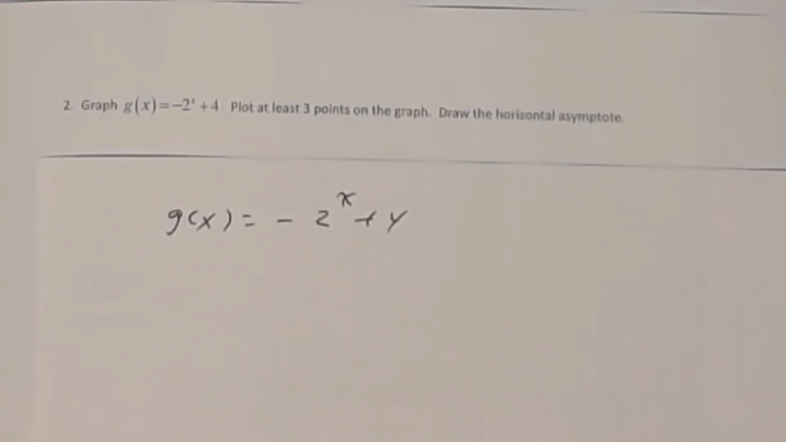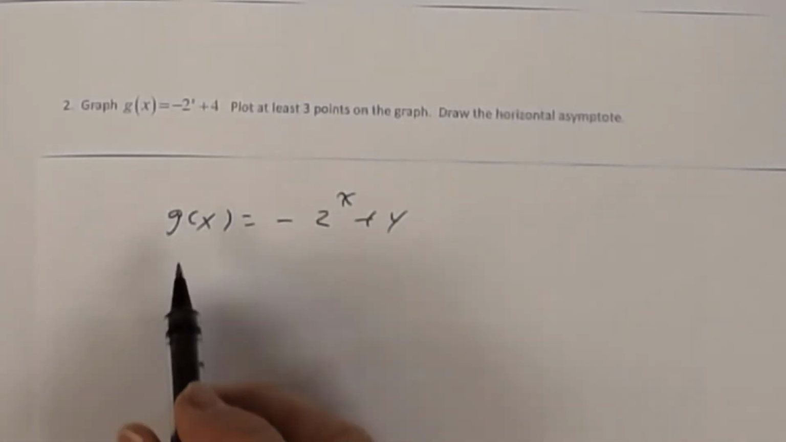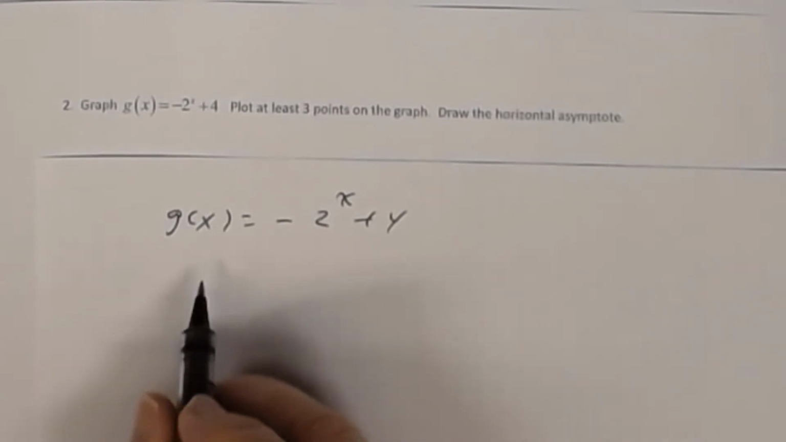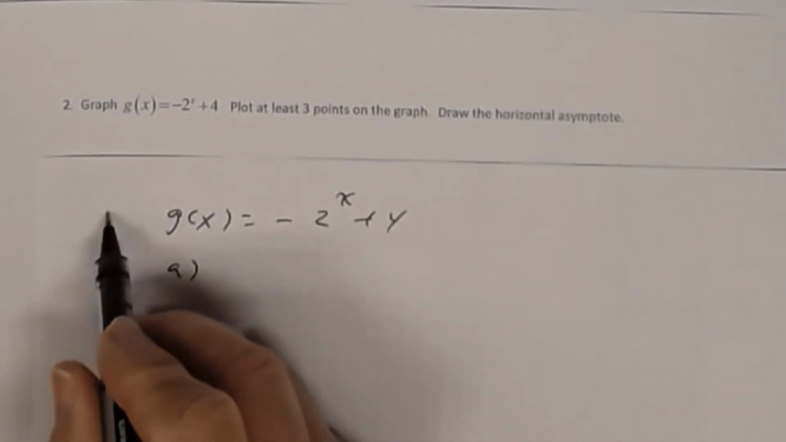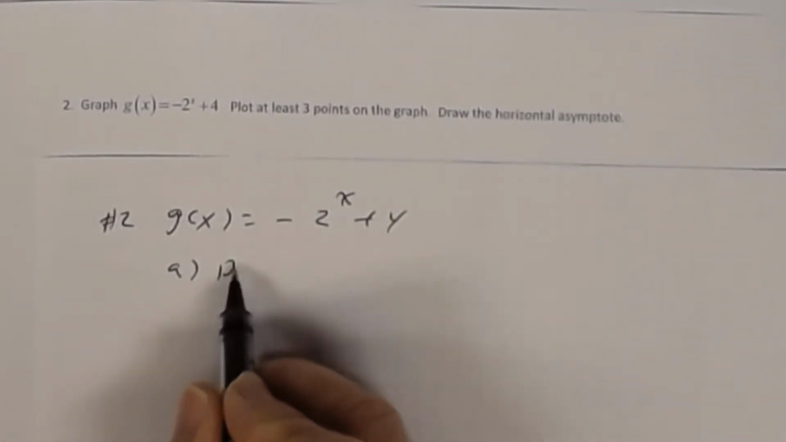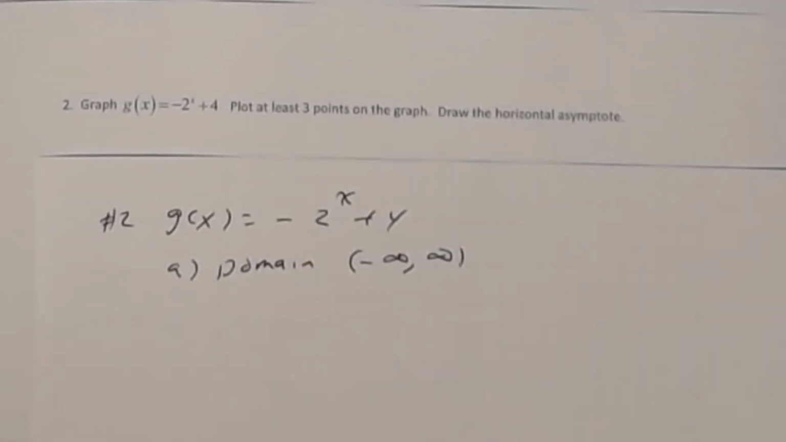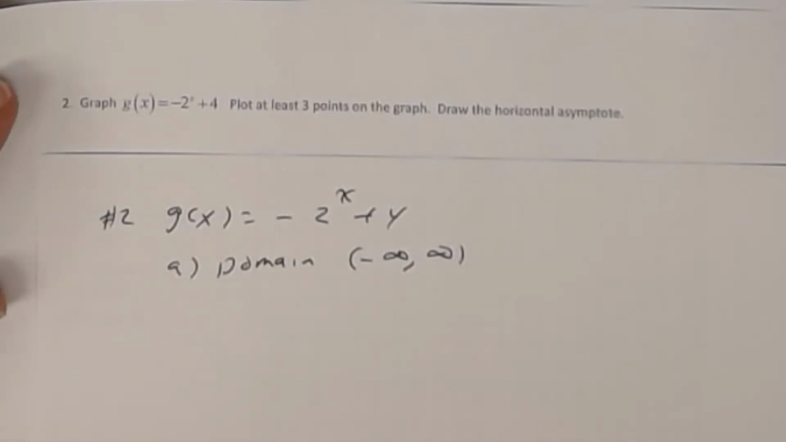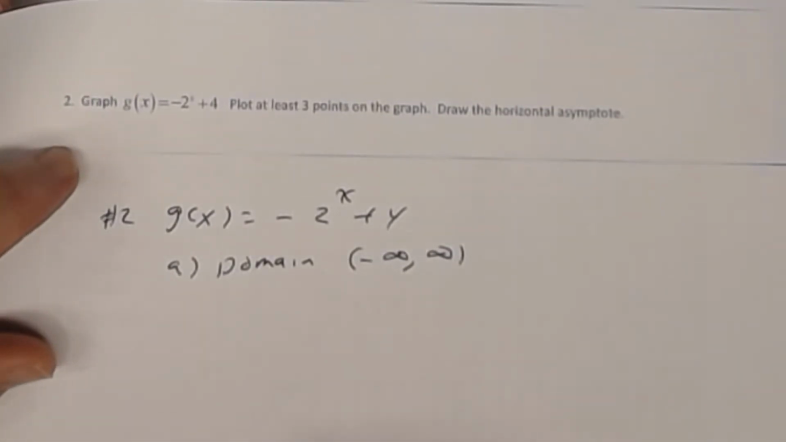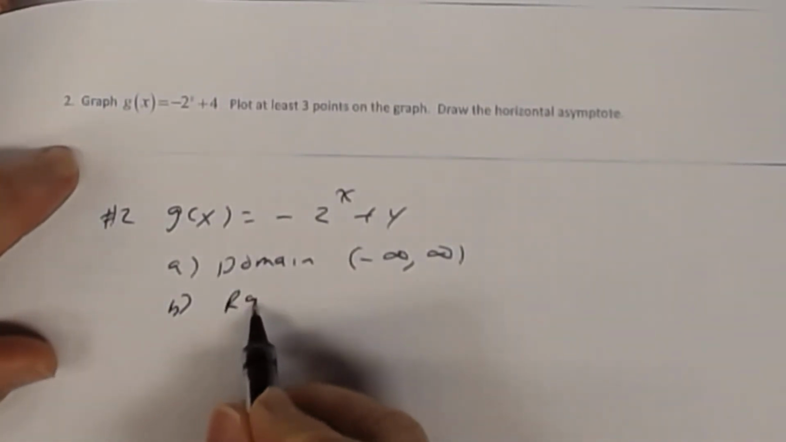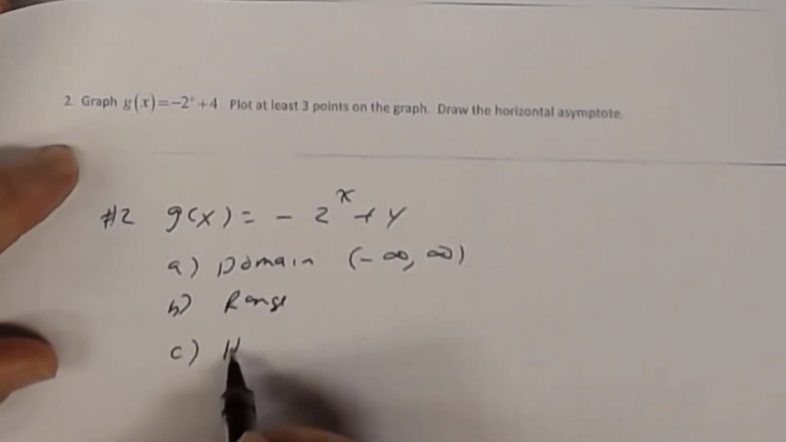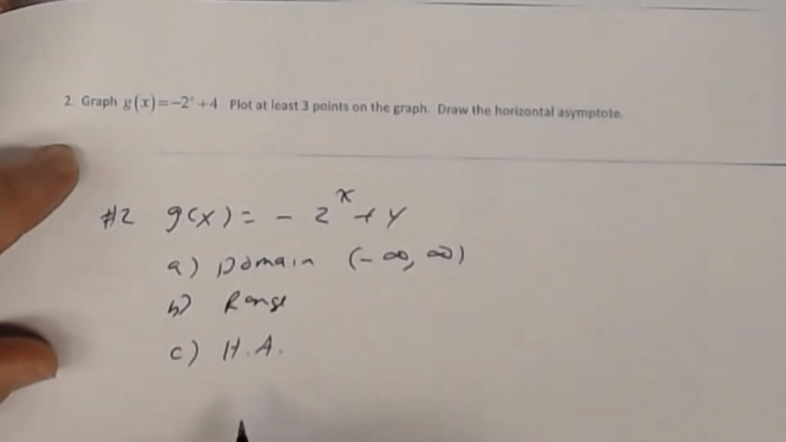So you want to find the domain. Remember, since this is an exponential function, the domain, this is number 2, the domain is all real numbers. All exponential functions, the domain is all real numbers. Now part B, they want you to find the range. Part C, they want you to find the horizontal asymptote. And let's do the horizontal asymptote first.